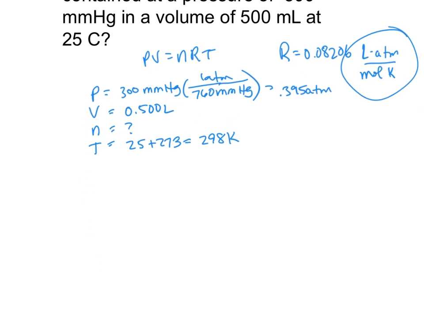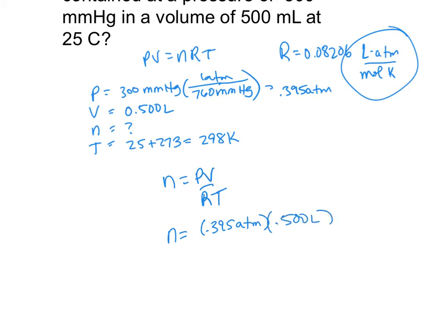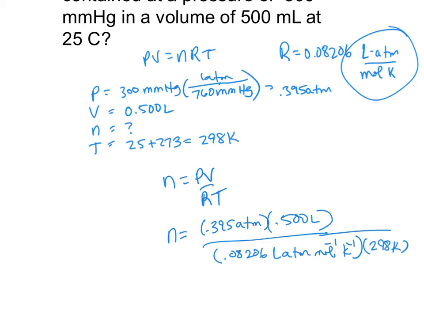Okay, so then we're going to say N is equal to PV over RT. Make sure you don't have this flipped. Lots of times students will put N is equal to RT over PV, but think about solving for N and how to do it correctly. So N is equal to 0.395 atmospheres times 0.5 liters divided by 0.08206 liter atmosphere per mole per Kelvin, and then the temperature is 298 Kelvin.